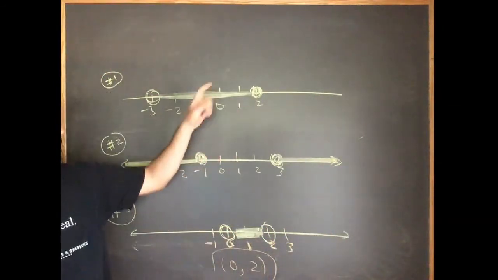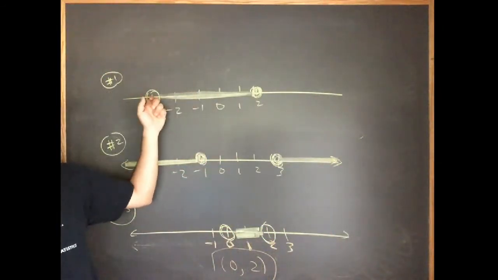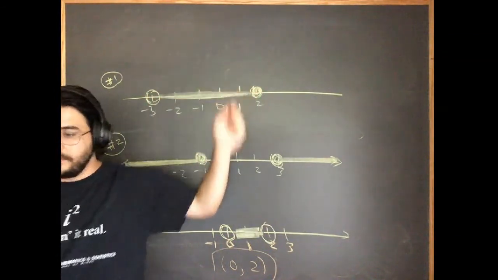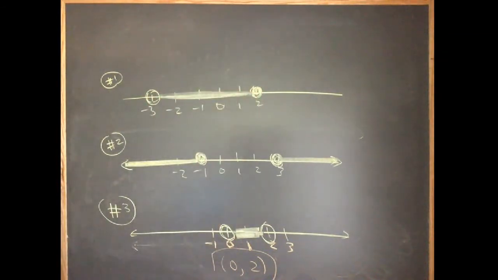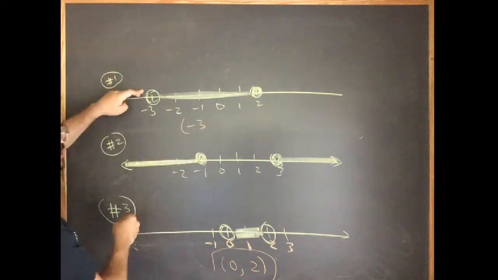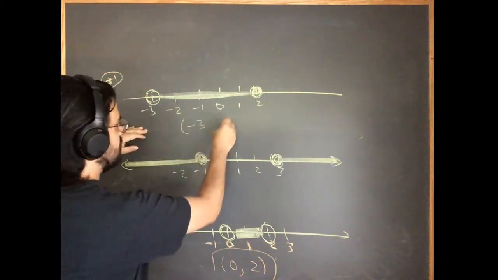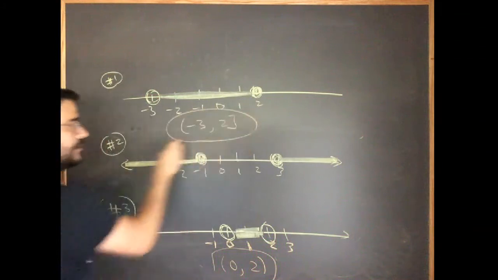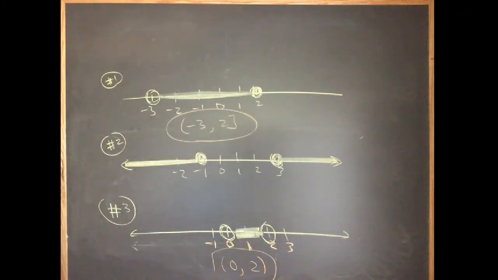Okay, what about the one on the top? Notice here we have an open circle on the left and a closed circle on the right. What's the difference here? How are we going to take that into account? Notice the numbers change as well, right? So it's not going to be 0 and 2. Okay, so we're starting off here at -3. We put a parenthesis because it's open. We don't include that, and it goes all the way to 2. We include the 2.